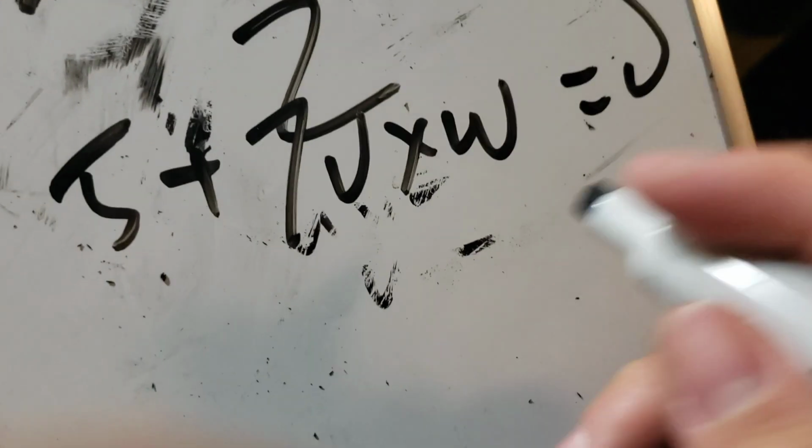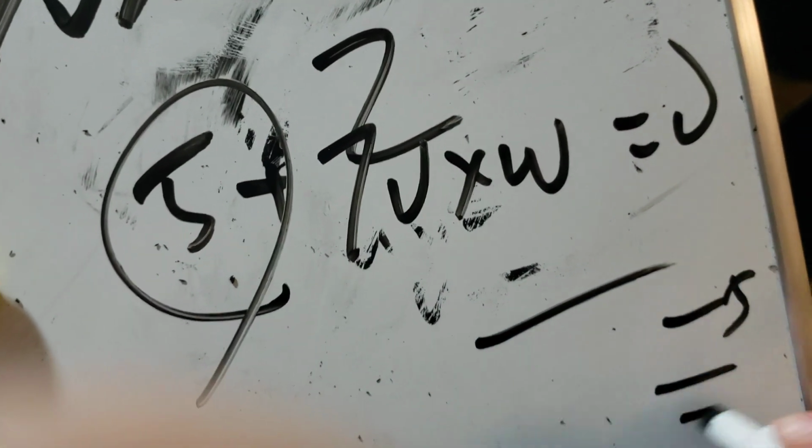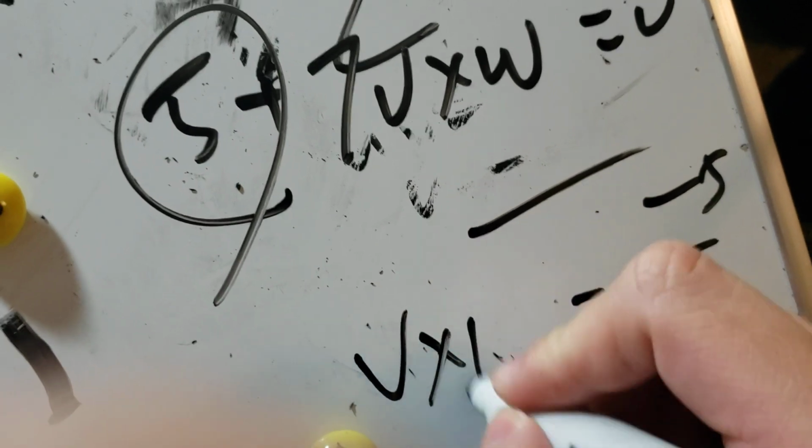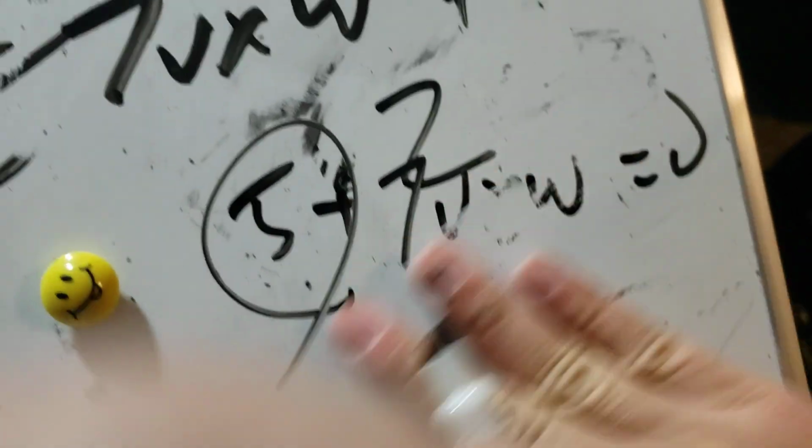So, okay, it's negative 5 divided by 7 equals v cross w. Very simple. Very simple. I really need a better way to erase this.